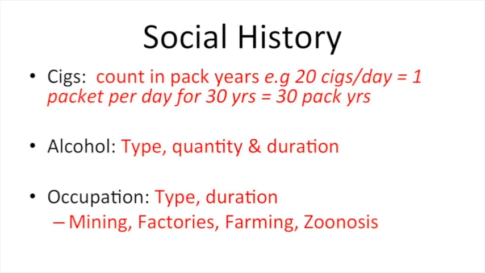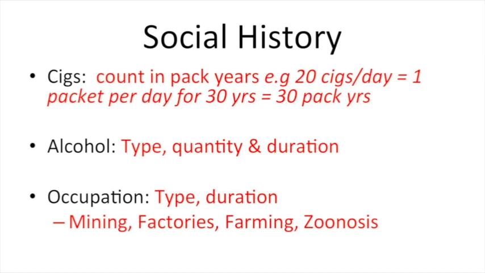If I'm smoking 20 cigarettes a day for 5 years, then my exposure is 5 multiplied by 1 pack year, so that's 5 pack years. If I did it for 30 years, it would be 30 pack years. If I smoked 2 packets a day, it would be 5 by 2, which would be 10 pack years, or 30 by 2 would be 60 pack years.